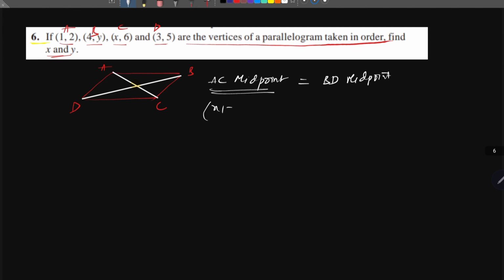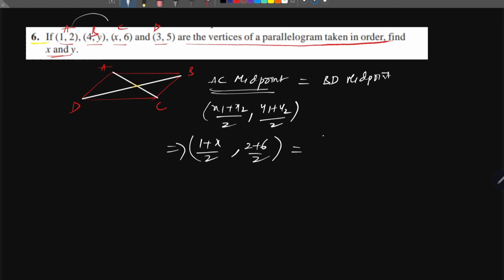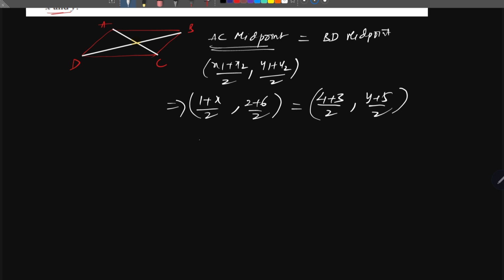So then x1 plus x2 by 2 comma y1 plus y2 by 2. Then replacing the locations of AC, the AC midpoint is 1 plus x by 2 comma 2 plus 6 by 2, which is equal to BD. BD is 4 plus 3 by 2 comma y plus 5 by 2. Okay, so then 1 plus x cannot be simplified, right, and in the same way, 2 plus 6, 8 by 2 is 4, which is equal to 4 plus 3, 7 by 2 comma y plus 5 by 2.